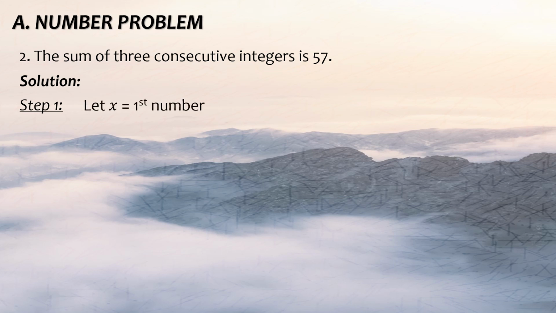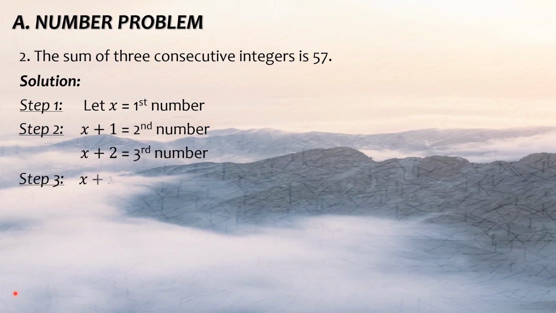So let x be the first number. So paano natin malalaman yung second number? Mag-add lang tayo ng 1 sa x or sa first number. So magiging x plus 1 equals the second number. And then, since ang sabi dyan ay consecutive, so kung dito ay nag-plus tayo ng 1, para naman makuha natin or ma-represent natin yung third number, mag-a-add naman tayo ng 2 sa variable x, kaya naging x plus 2, which represents the third number.